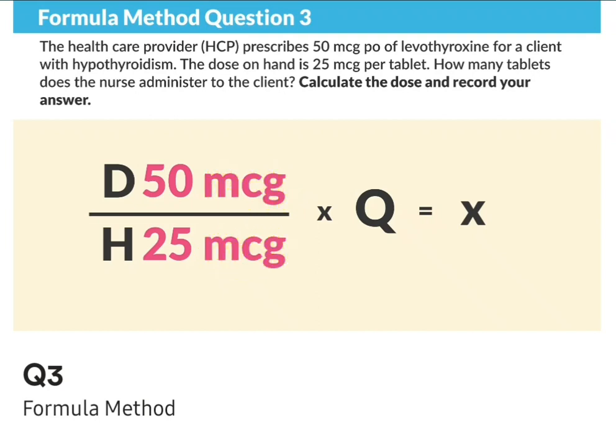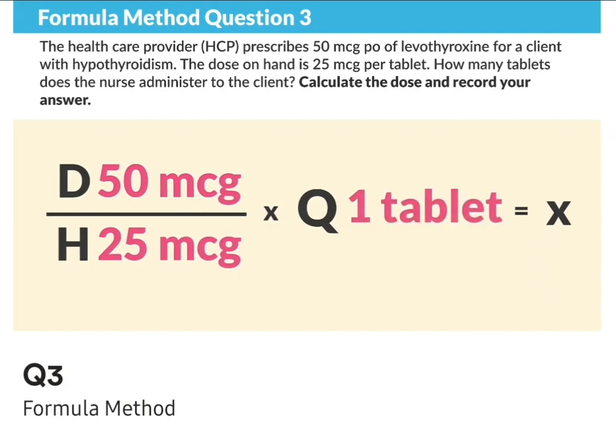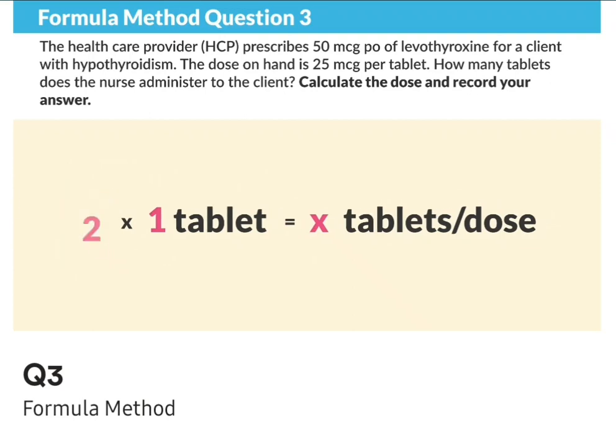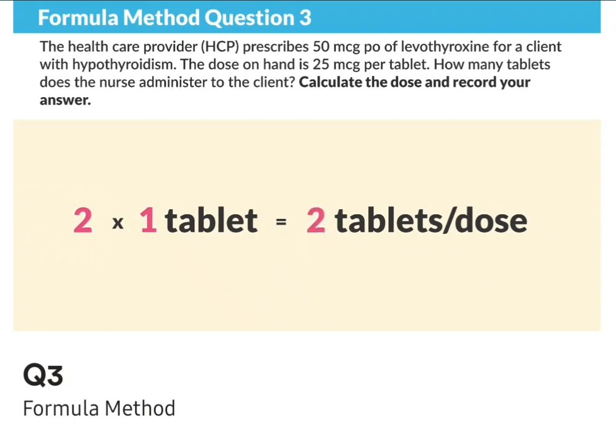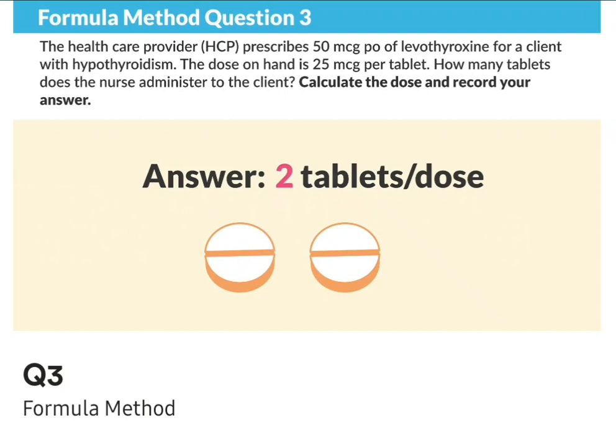Now let's move on. The quantity, how much are we giving here? So we're giving 1 tablet. So setting it up, it looks like D is 50 over 25 times 1 tablet, and then we determine our correct answer here. So after doing the math, the correct answer is 2 tablets per dose.